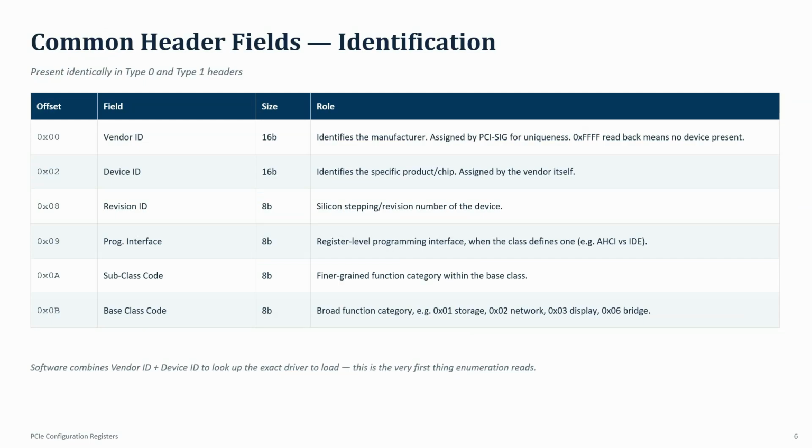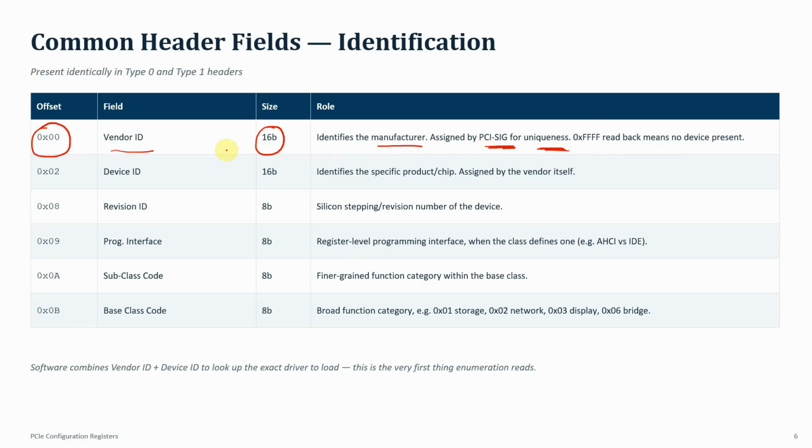Now, let's see the common header fields which are present in both type 0 and type 1 headers. So the very first field is vendor ID, and it is present at this offset address, and it is 16 bits wide. This vendor ID is used to identify the manufacturer, and it is basically assigned by the PCI-SIG group for uniqueness.